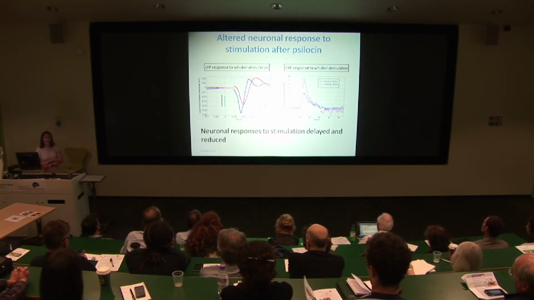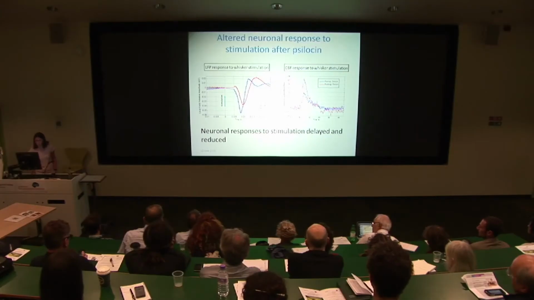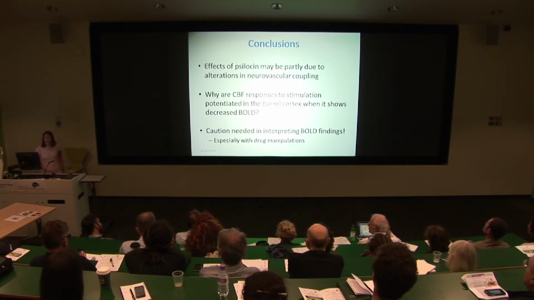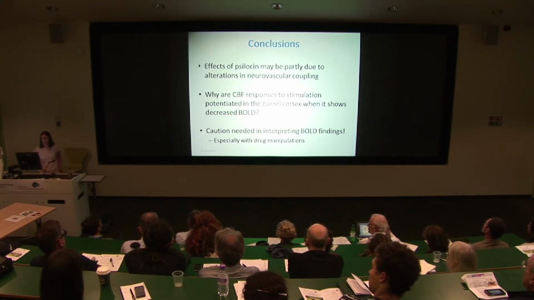This again seems somewhat counterintuitive. You might not necessarily expect to see increased blood flow responses with a decreased neuronal response, but it does suggest that, at least in the barrel cortex, we're seeing some alterations in neurovascular coupling brought about by psilocin. And this really has implications, I think, for interpretation of studies using drugs like this, that in some areas at least we may be seeing neurovascular coupling effects as well as neuronal or even vascular effects.